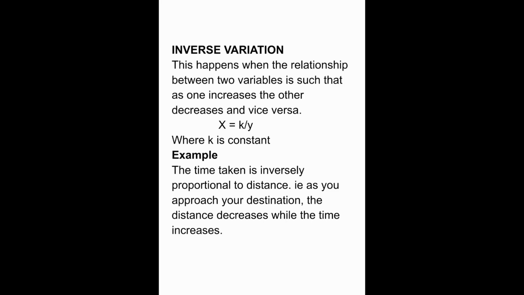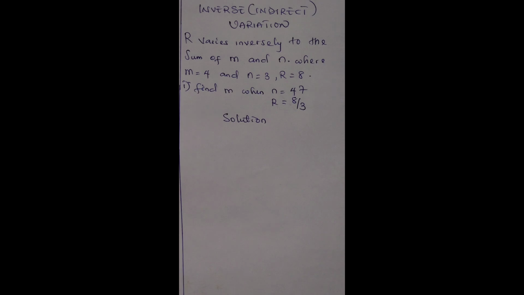So for inverse variation, when the relationship between two variables is such that as one increases, the other decreases, or as one doubles, the other becomes half of it, and vice versa, we say that is actually an inverse variation. One typical example of an inverse variation is the volume of a gas and its pressure. They vary inversely. So let's solve some problems under this inverse variation.